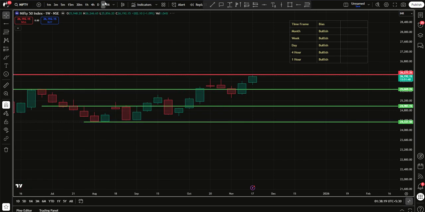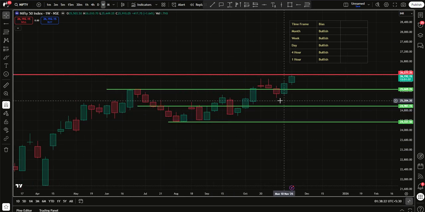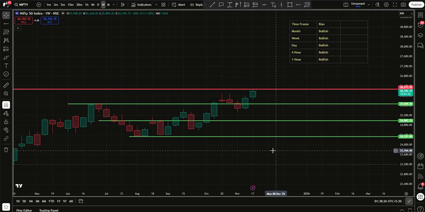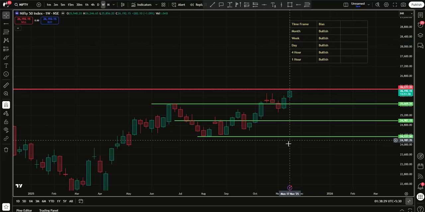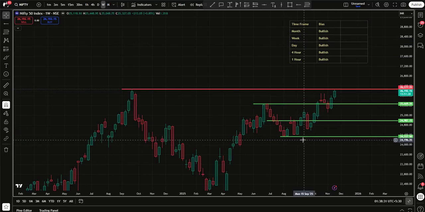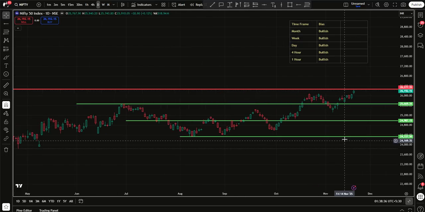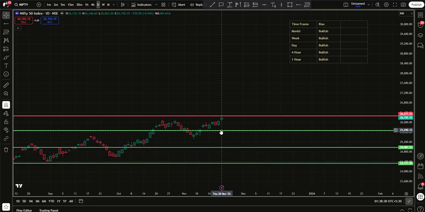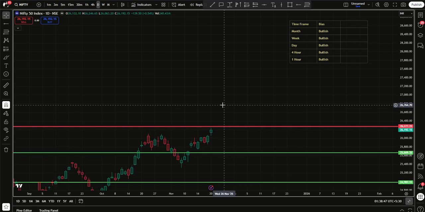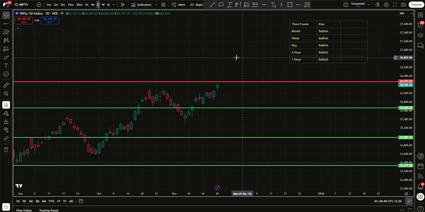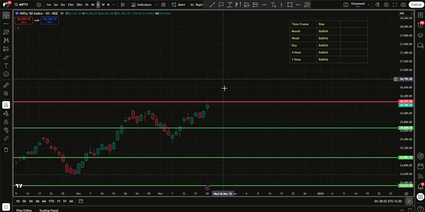Going to the weekly time frame, it is bullish. Why? Because this low is much higher than the previous low. Keep it simple. It is bullish. Now going to the daily time frame, there's a low created here and there's another low created here. So the latest low is higher than the previous low. So bias is bullish.